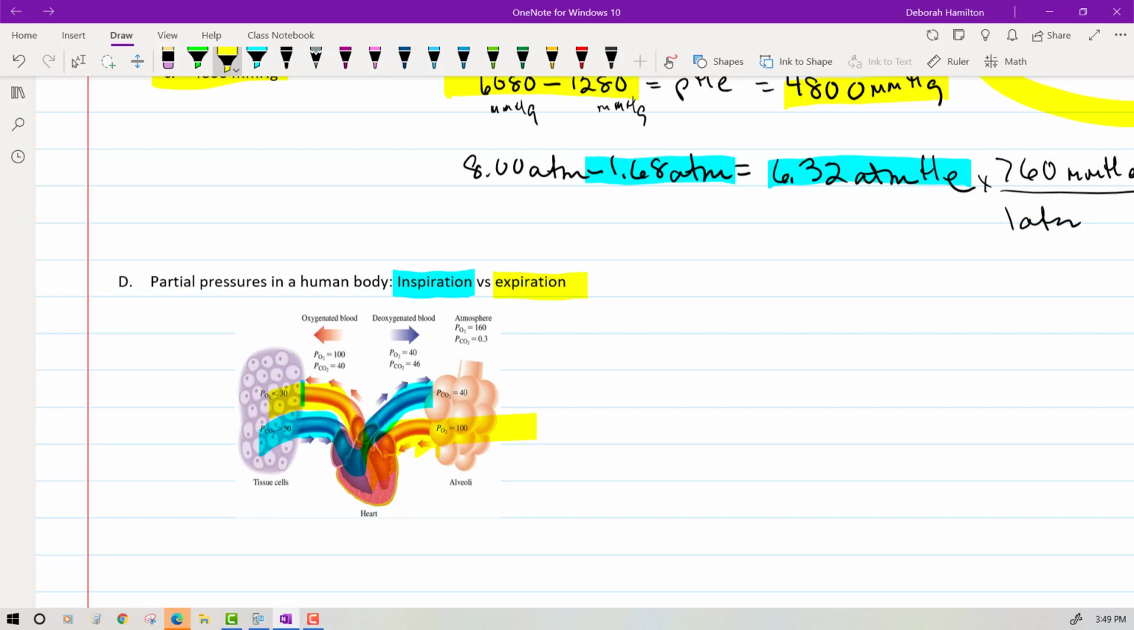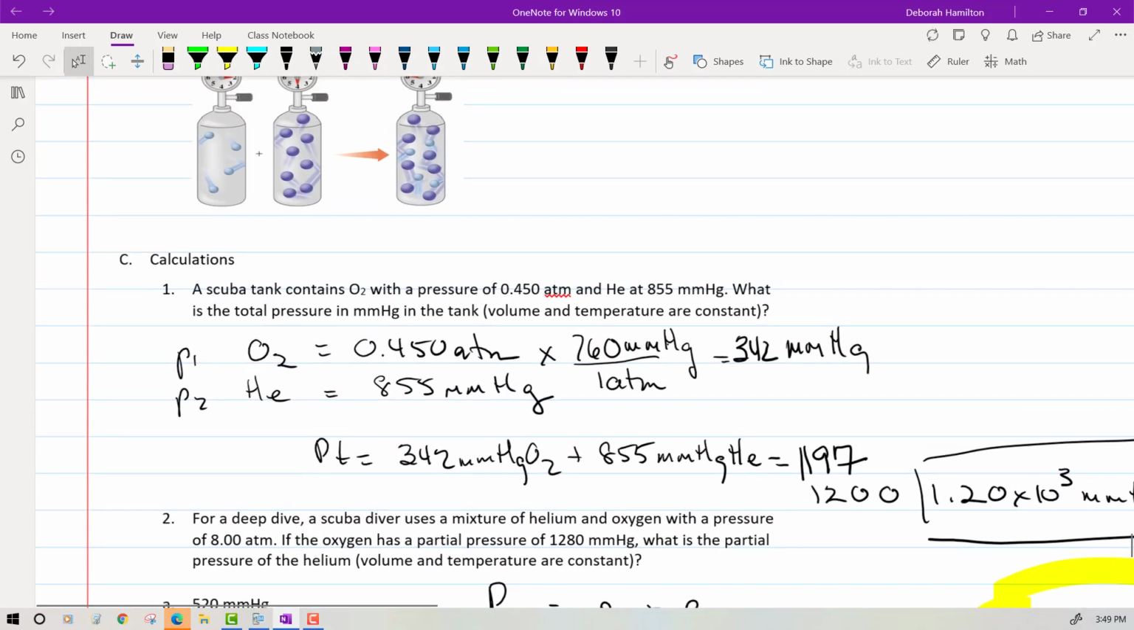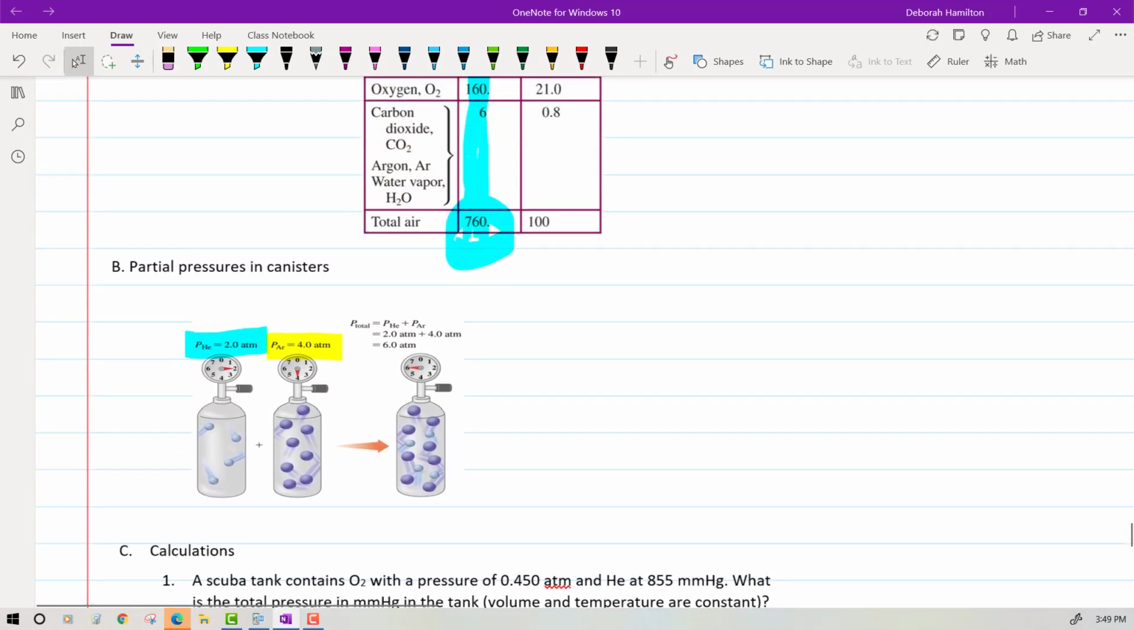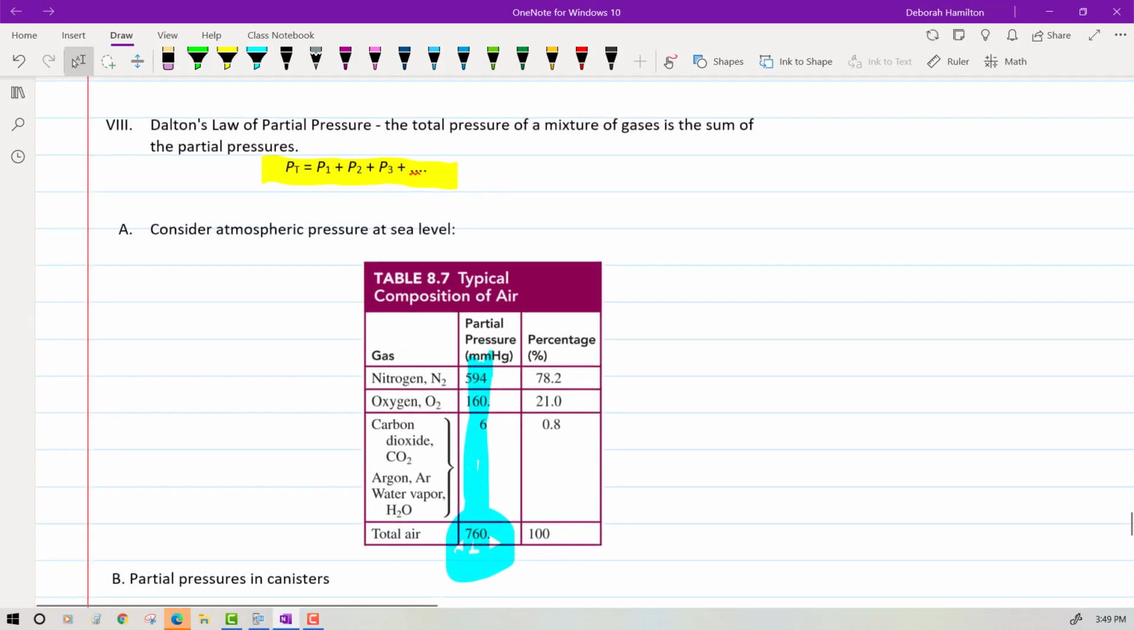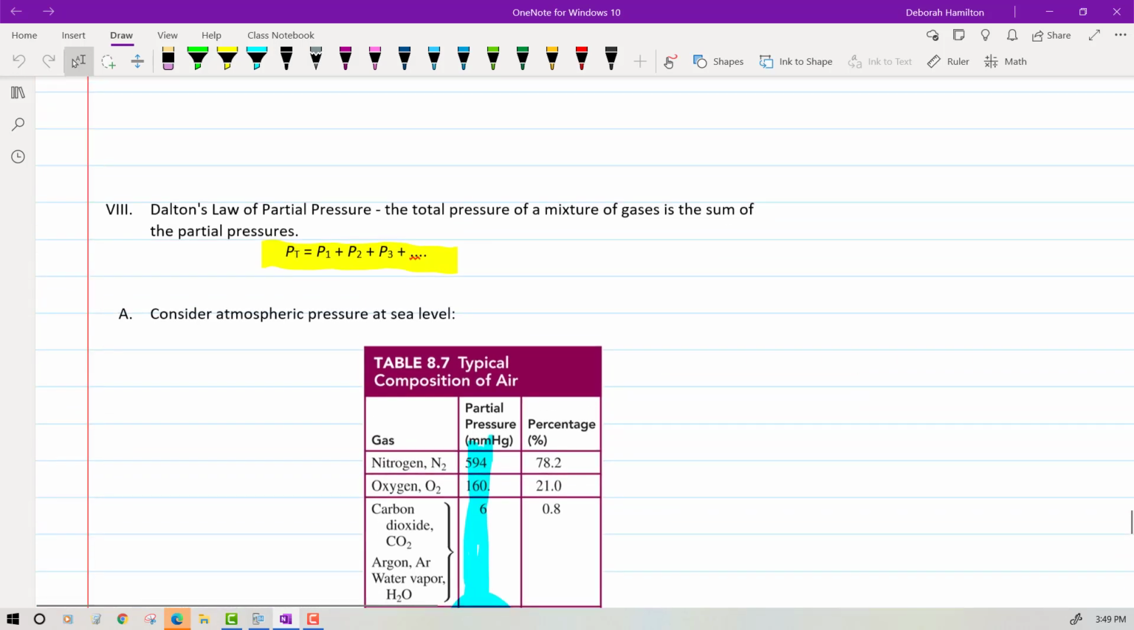Okay, so that's a little health application for Dalton's law of partial pressures. And just remember that Dalton's law of partial pressure can be part of the ideal gas law as well, where you're looking at different types of gases that make up a mixture. So this can actually be expanded to include even more complex problems rather than just this additive type that we've seen in this video.